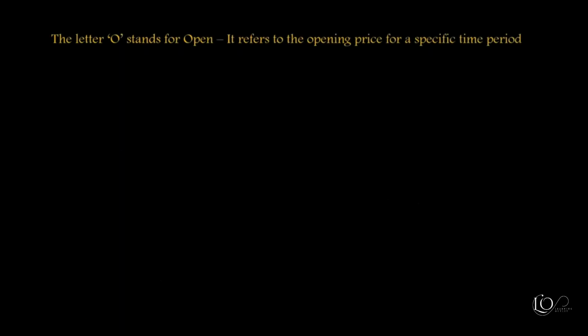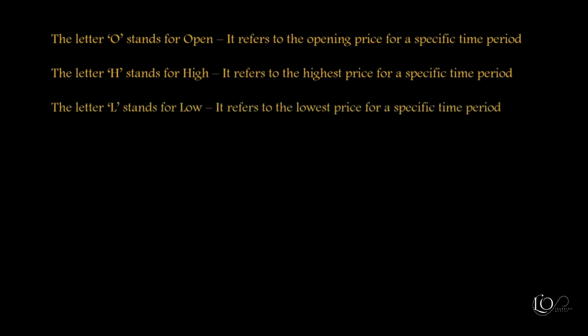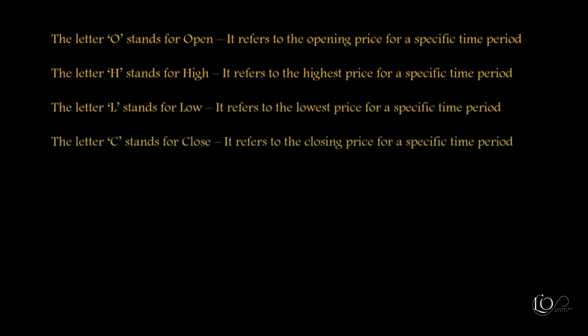The letter O stands for open, and it refers to the opening price for any specific time period. The letter H stands for high and refers to the highest possible price that any kind of commodity or stock reaches during that time period. The L stands for the lowest possible price during that time period, and the C stands for the closing price for a specific time period.